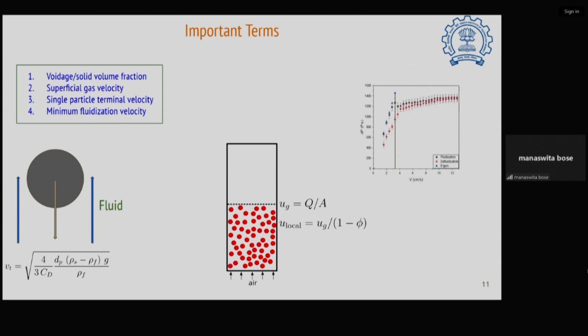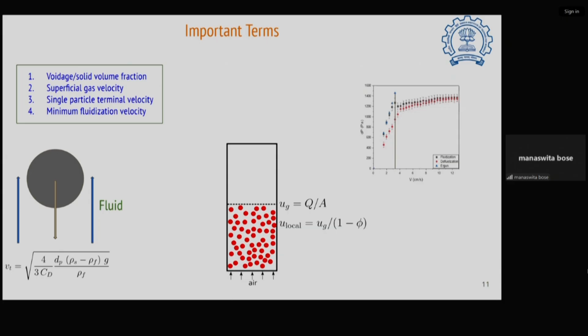Suppose there are multiple solids, say solid 1, solid 2, whatever. So it is going to be 1 minus the summation of the solid volume fractions, right? Yes, ma'am. Okay. Now, superficial gas velocity is the gas velocity when there is no particle. So it is the volumetric flow rate divided by the area, and the area where the voidage is 1, that is, the solid volume fraction is 0.